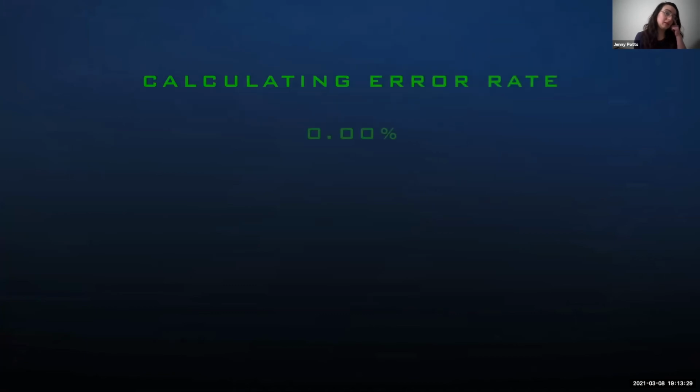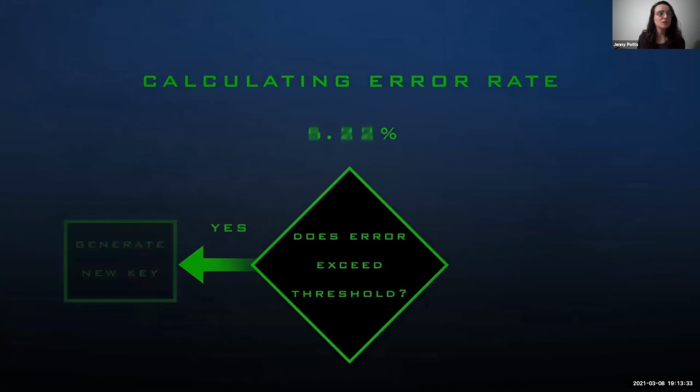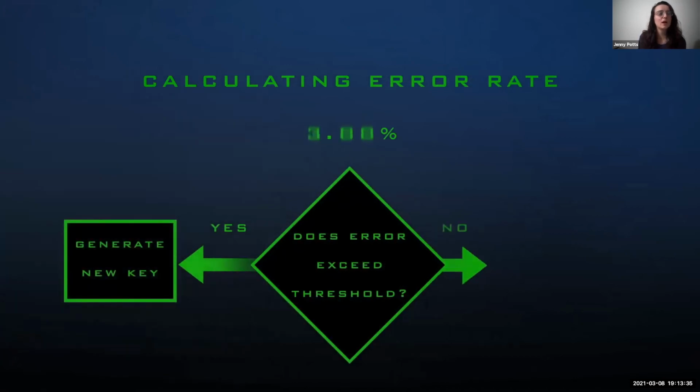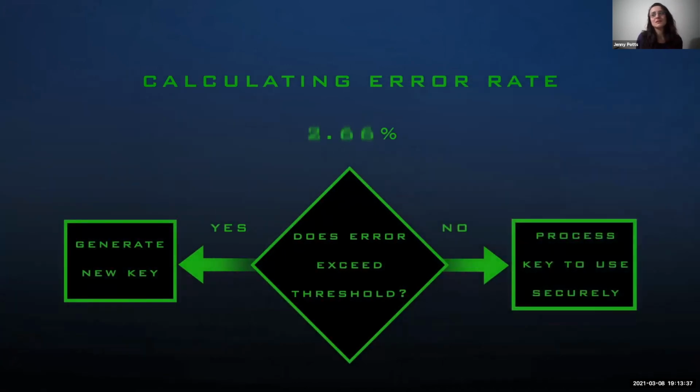So there we are. So that's it, checking the error rate to see if it's going to generate a new key or proceed.